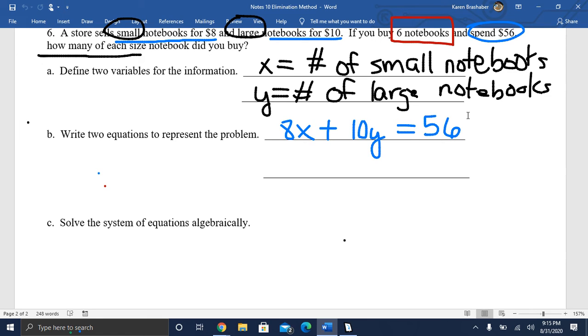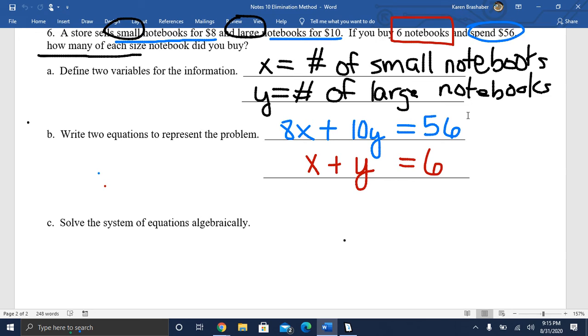Now, if you're trying to figure out how many items there are, you don't really need the money involved with that. So since there were 6 notebooks purchased, you just simply need to add up the number of smalls, that would be X, plus the number of larges, that would be Y, and that would equal your total of 6 notebooks.